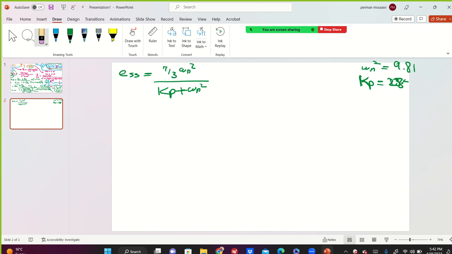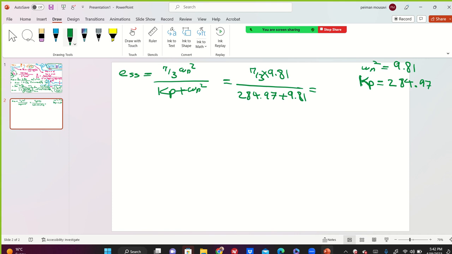284.97. That's enough. So you're going to see a steady state error signal of 9.81 multiplied by pi over 3, divided by 284.97 plus 9.81. Let me use my calculator because, as I told you, I have no notes. I'm teaching from my mind. And calculate the steady state error signal.